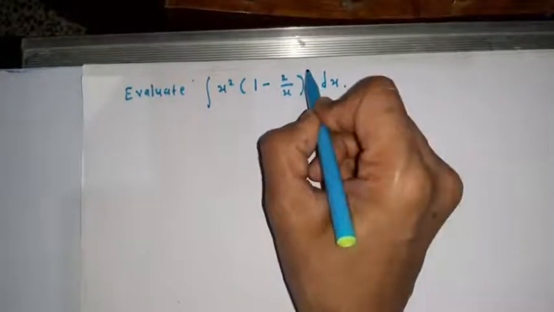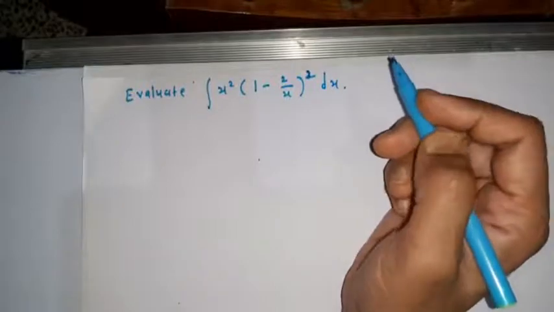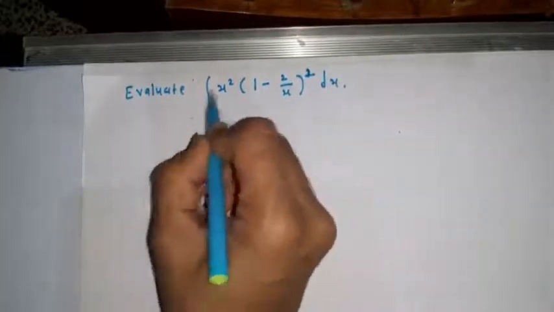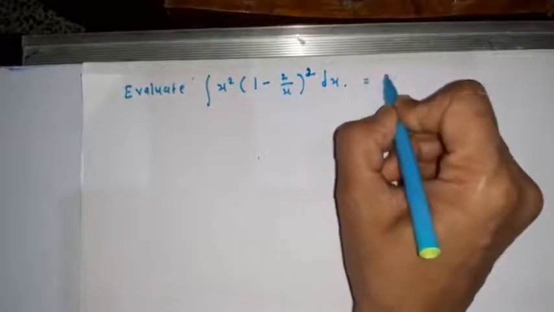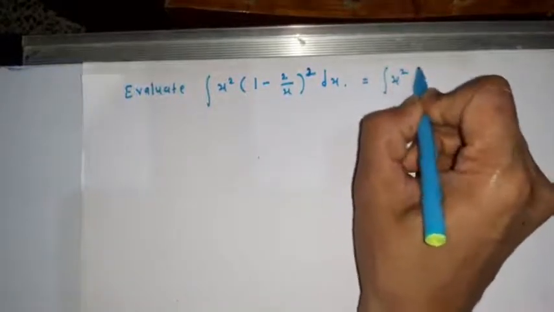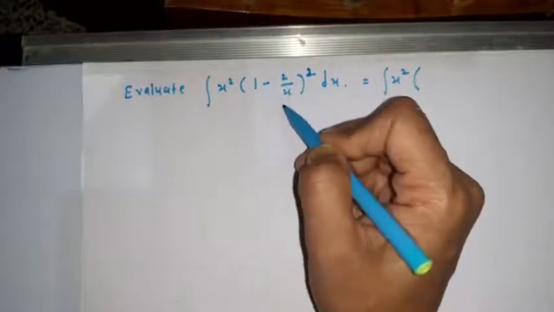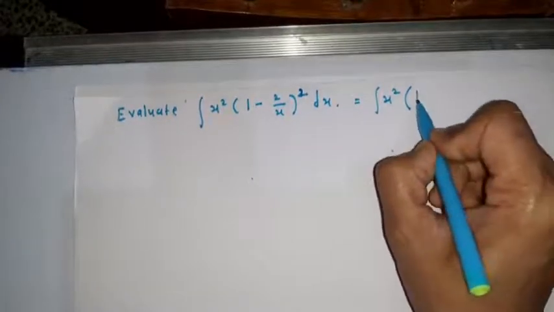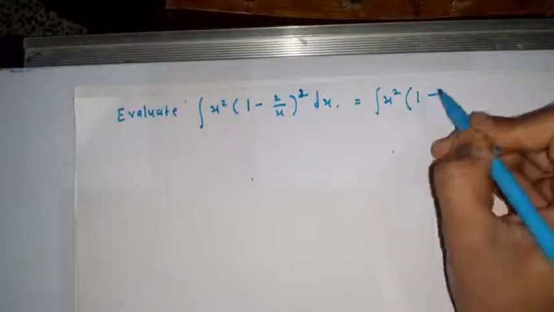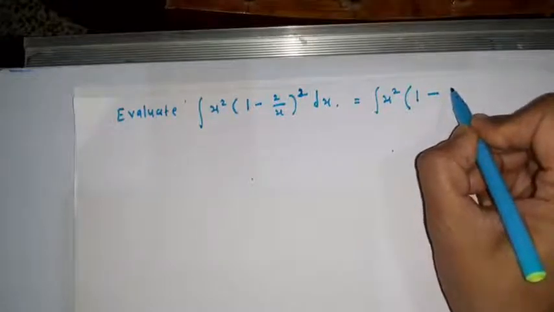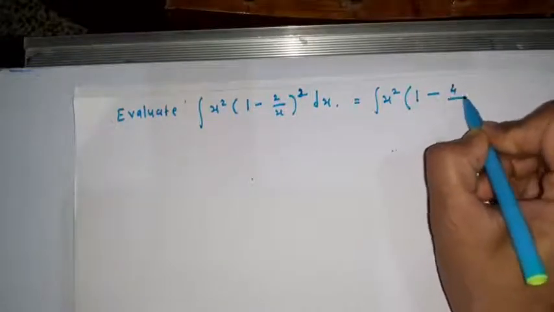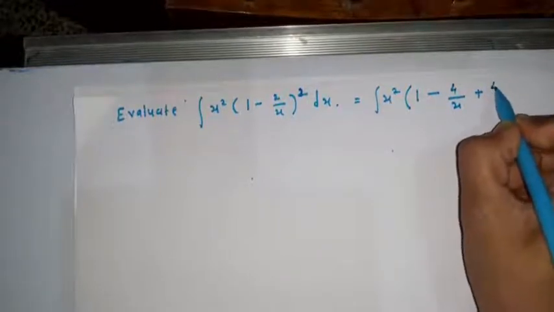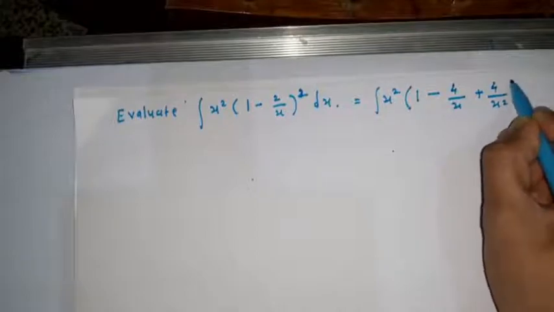...2 upon x raised to 2 with respect to x. Okay students, again first simplify the problem, then integrate. Okay, so simplification of this is x square as it is, square of the bracket is a square minus 2ab plus b square according to this formula, that is 1 minus 2 into ab, that is 2 into 2 by x, that is minus 4 by x, and plus 4 upon x square.